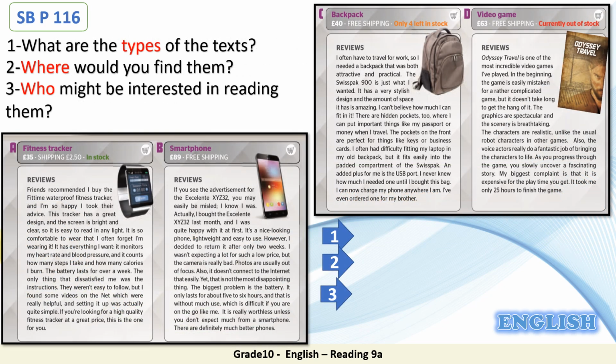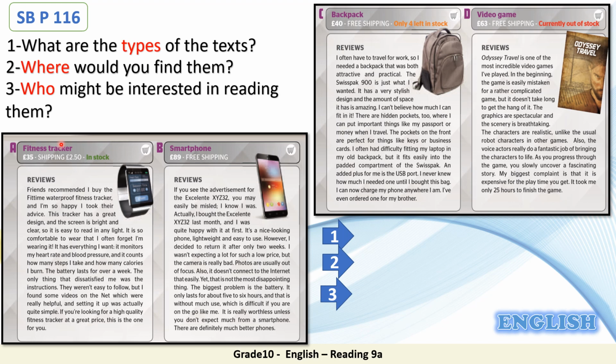On the same page you will find four texts: A, B, C, and D. You are going to skim them and answer these three questions. Question number 1. What are the types of the texts? Question number 2. Where would you find them? And question number 3. Who might be interested in reading them? Pause the video, skim the texts, and think about the answers.